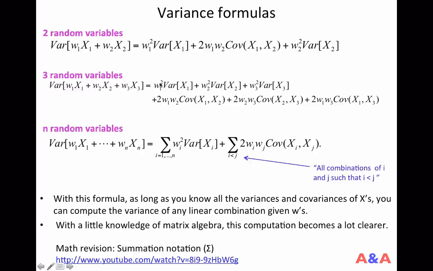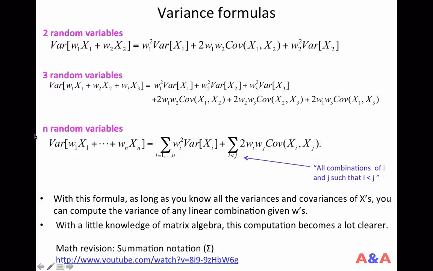Well, according to this formula, there are a bunch of variance terms, variance of x1, variance of x2, and the variance of x3, each having its own constant coefficient, which is now squared, w1 squared, w2 squared, and w3 squared. And then there are a bunch of covariance terms, the covariance between x1 and x2, covariance between x2 and x3, and covariance between x1 and x3. And each has a coefficient which is equal to 2 times the coefficients of the 2 random variables.